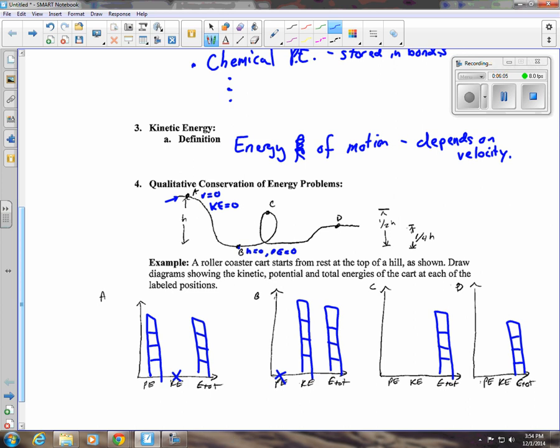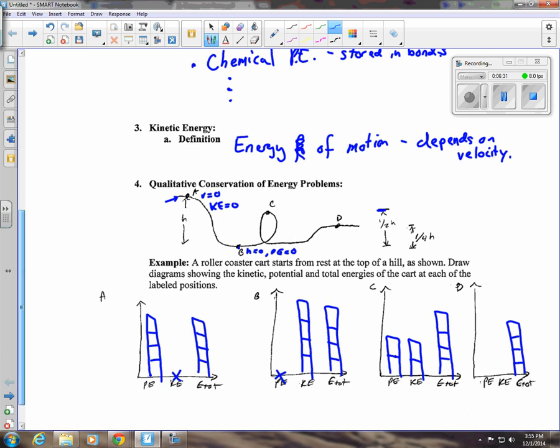Now, point C. You'll notice over here I said that point C is half as high as the whole thing. So if we had 4 potential energy over here at A, if we're half as high, we might assume that we're going to have about half as much potential energy. So I'll split that up like that. Now again, my total is 4. I have 2 in potential energy. How much kinetic do I have to have? And it turns out I'm going to have 2.